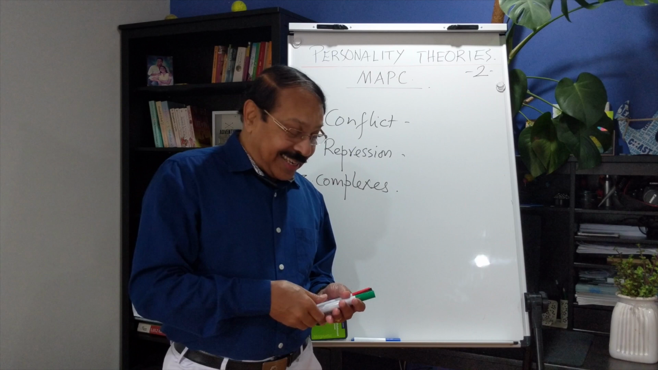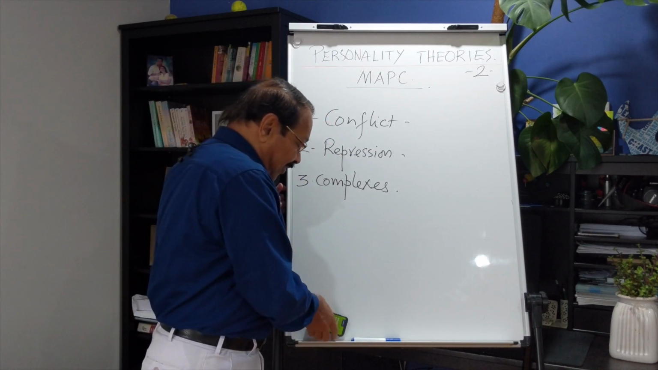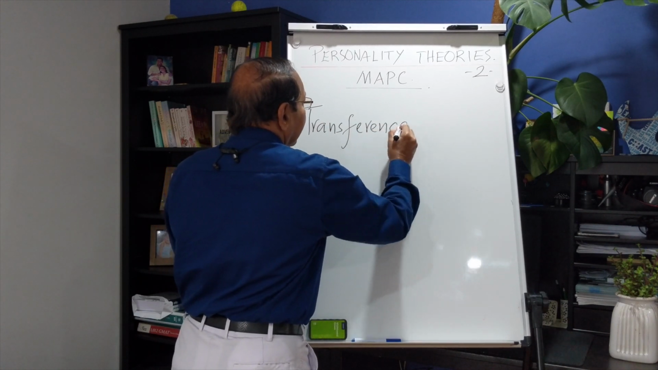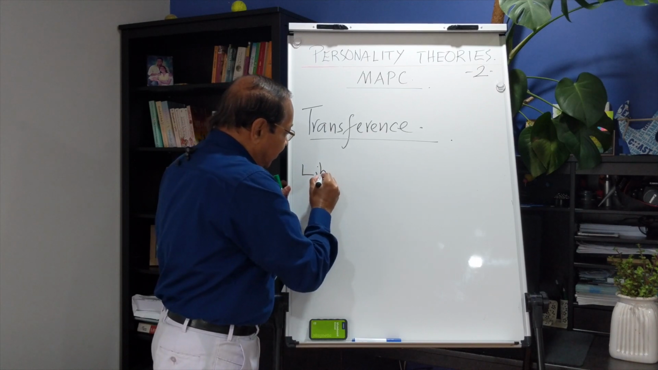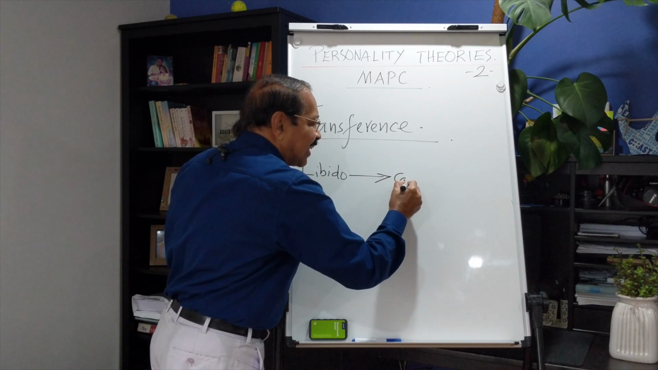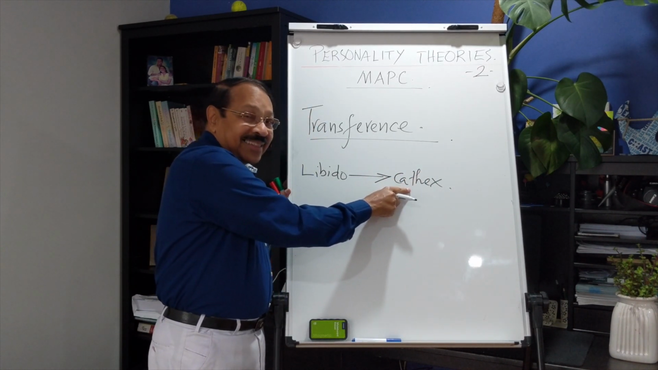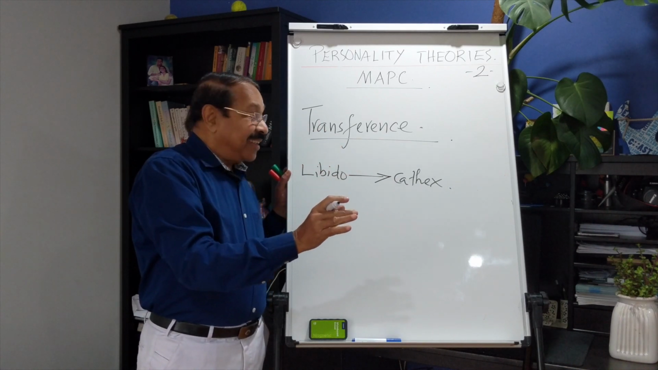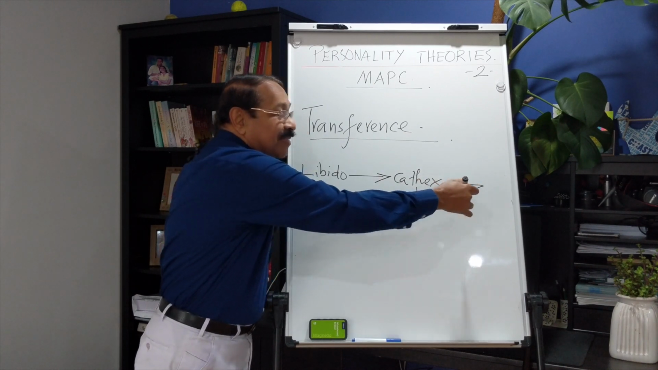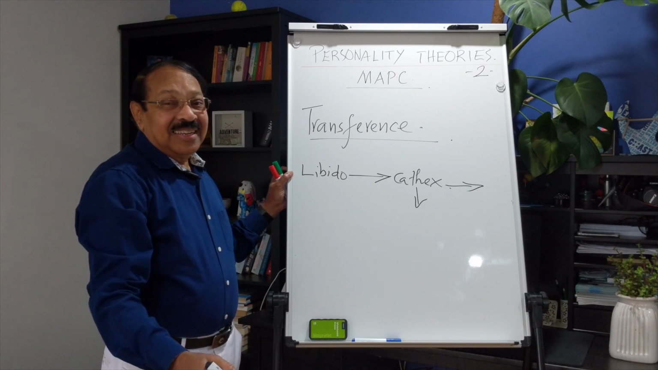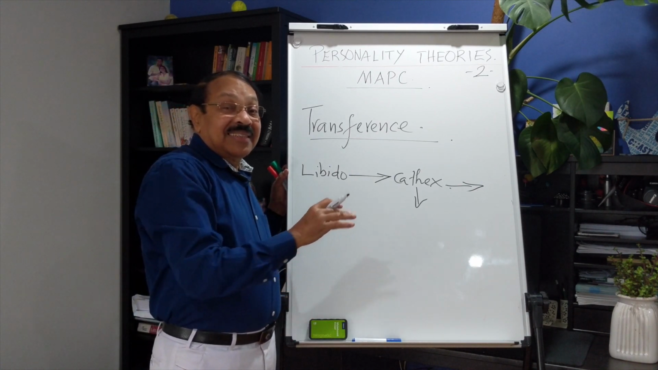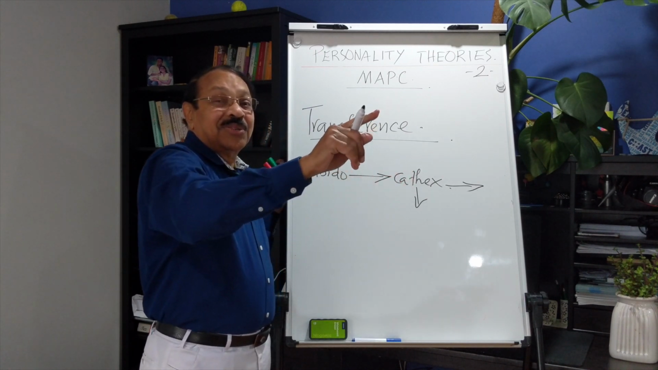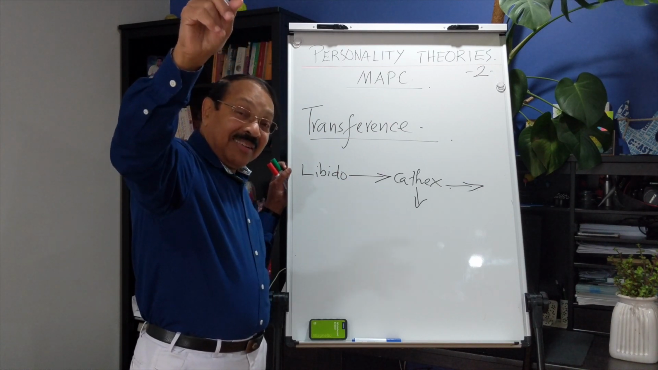The next concept you have to discuss in Freudian theory is transference. You have seen that libido is directed towards a cathex. We have seen mother cathex or father cathex. And there is every probability that this can be shifted to something else or someone else. Sometimes the libidinal energy, usually directed to a father, will be transferred to a male teacher.